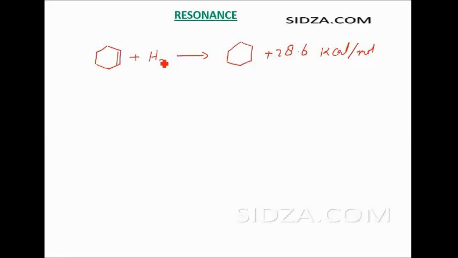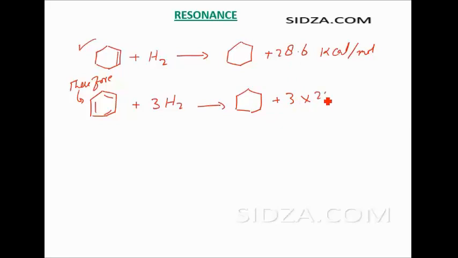So if this is the heat of hydrogenation of one double bond, accordingly we can expect that benzene should have a heat of hydrogenation 3 times this, because it has three double bonds, so 3 hydrogen atoms should be added. So for benzene, the heat of hydrogenation to get cyclohexane must be equal to 3 times 28.6 kilocalories, which is 85.8 kilocalories per mole. Theoretically, this should be the heat of hydrogenation of benzene.